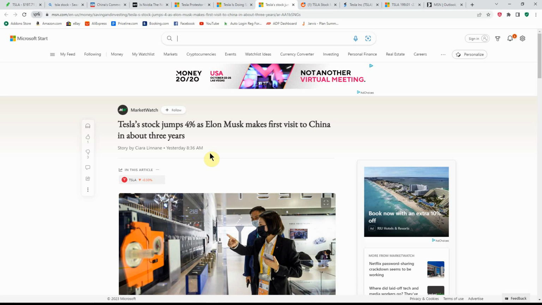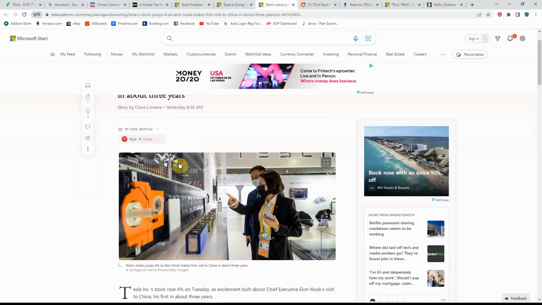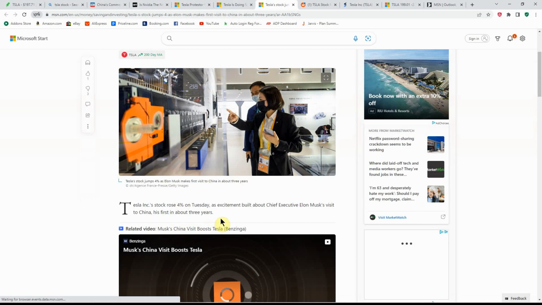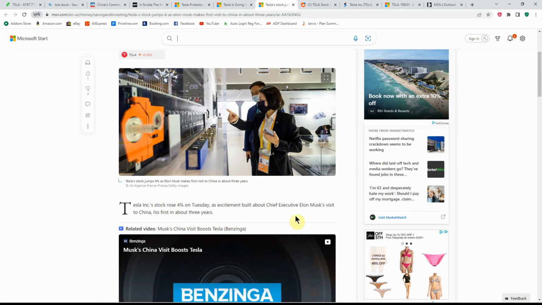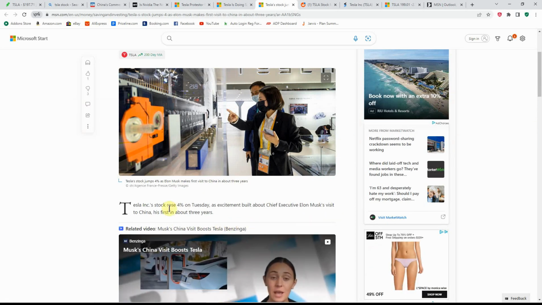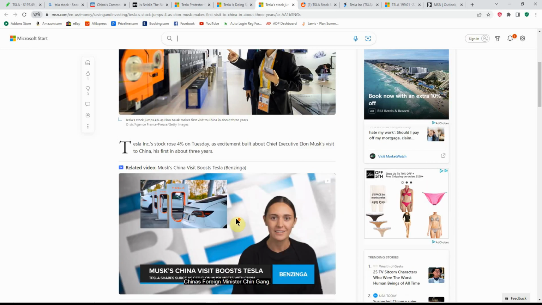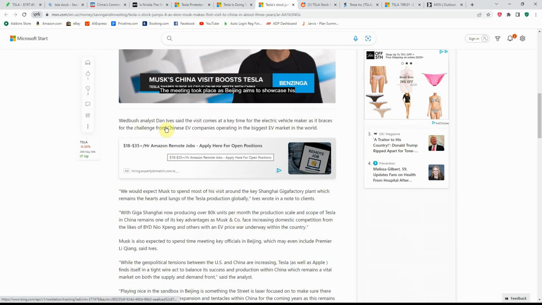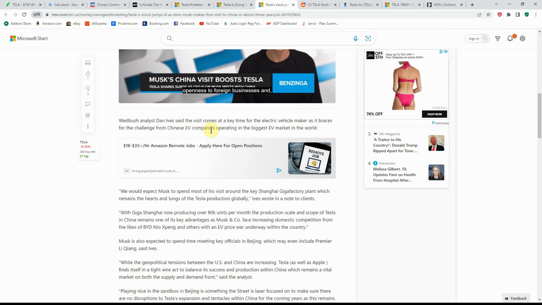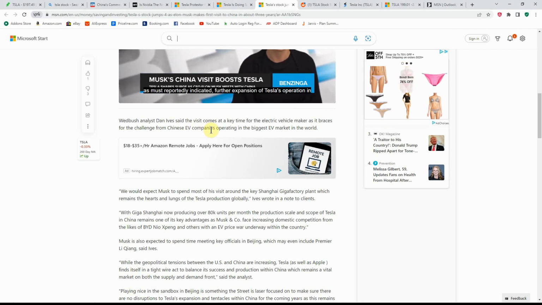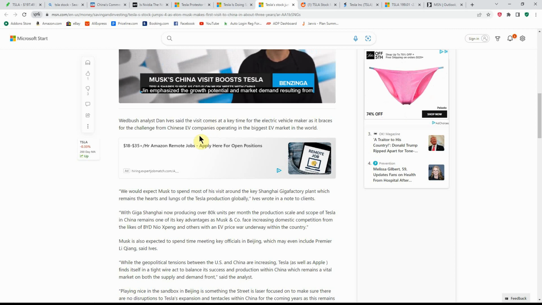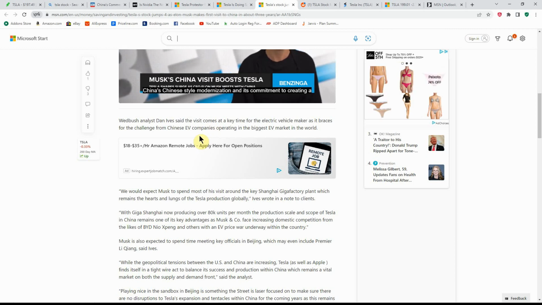Elon's in the news enough, and that creates a lot of buzz around Tesla, so that's all the advertising I think you need. But Tesla stock jumps 4% as Elon makes his first visit to China in about 3 years. This came out yesterday. Tesla stock rose 4% on Tuesday as excitement built over chief executive officer Elon Musk's visit to China, his first in about 3 years. Analysts said the visit comes at a key time for the EV maker as it braces for the challenge from Chinese EV companies operating in the biggest EV market in the world.